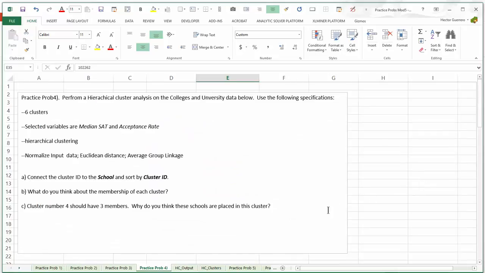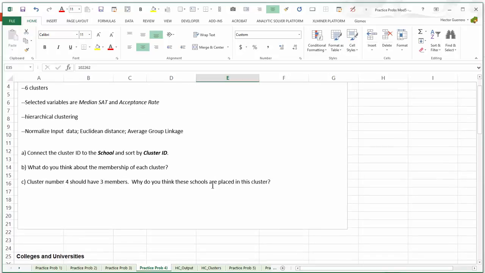Let's see if we have some questions to answer here. We connected the schools. What do you think about the memberships? Well, conversations about, they seem to make some sense. You might wonder why one might be in one cluster versus another cluster. We looked at cluster number 4. They have 3 members. Those are the 3 very large state institutions that everybody wants to get into.